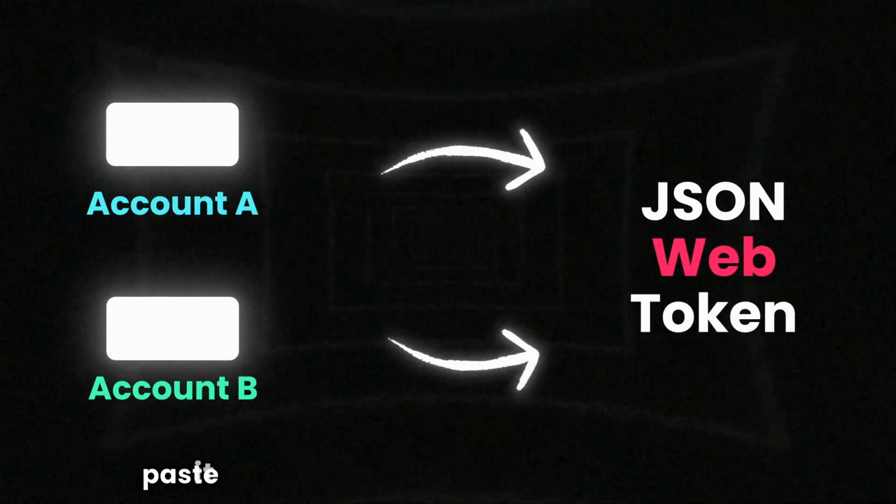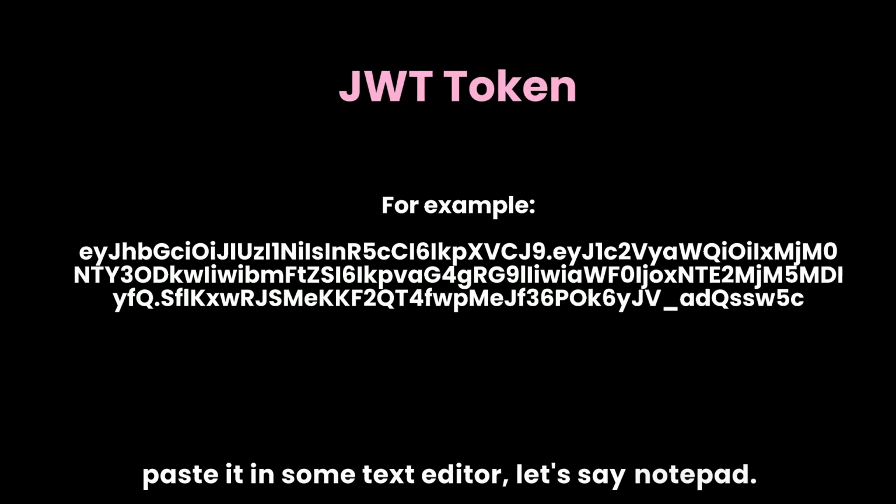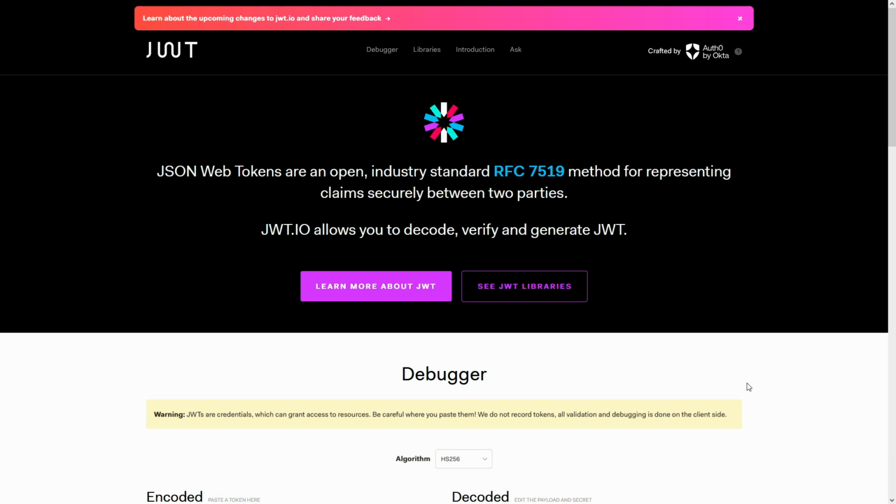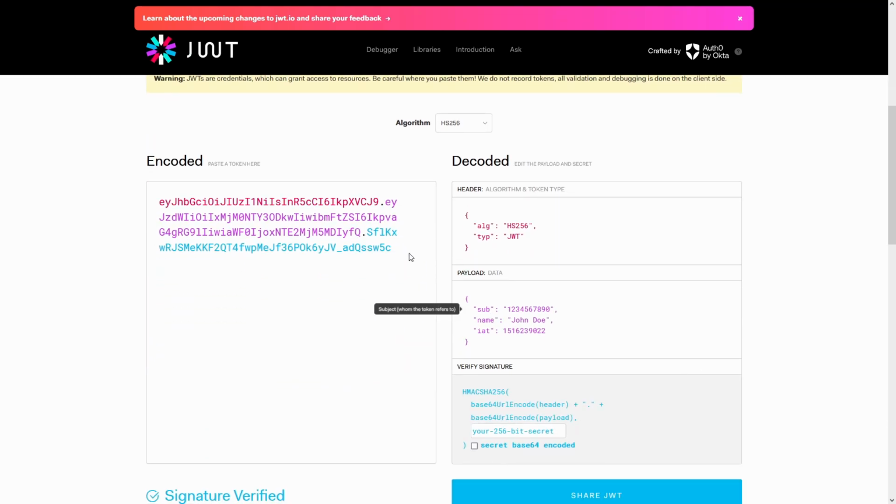Copy it and paste it in some text editor, let's say Notepad. Now, log out and log in with another account B. And again, you will get your new JWT token. Okay, so now you have tokens for both account A and B.